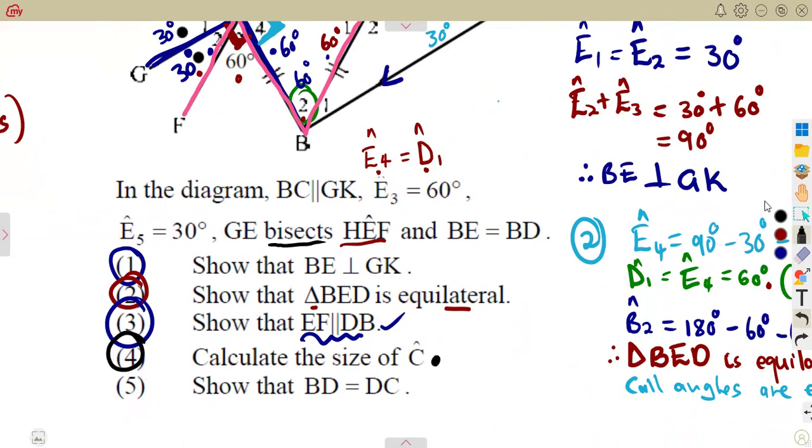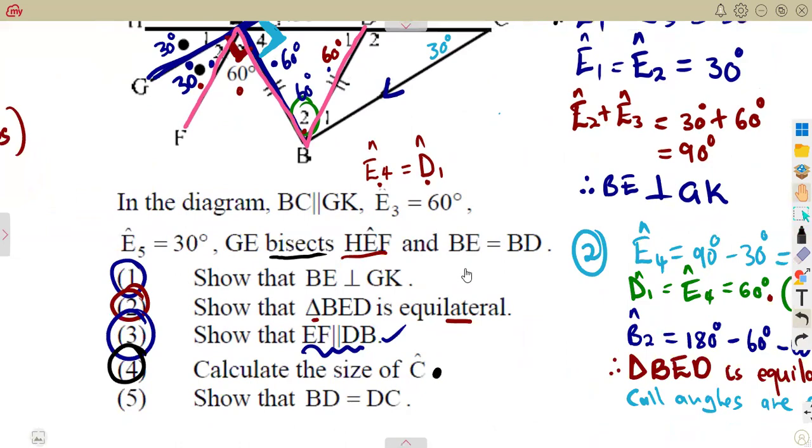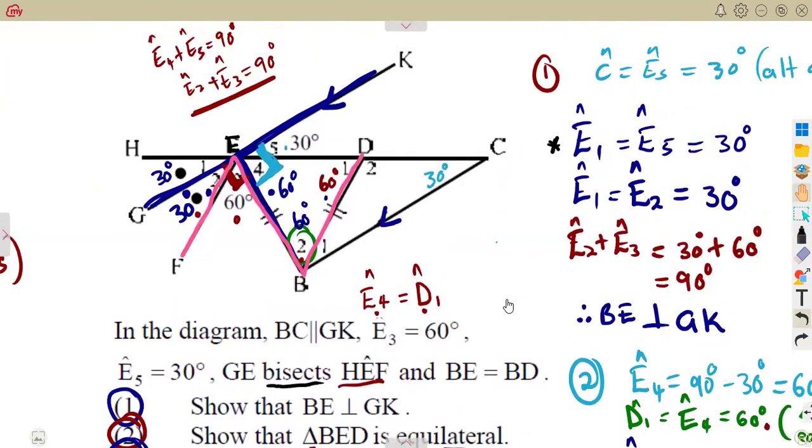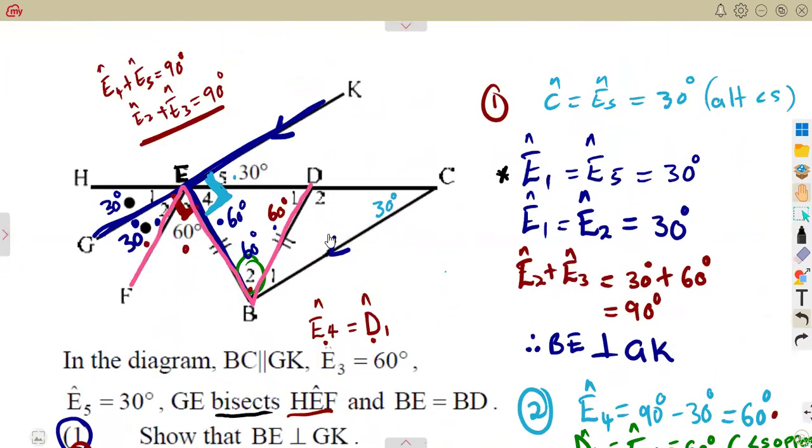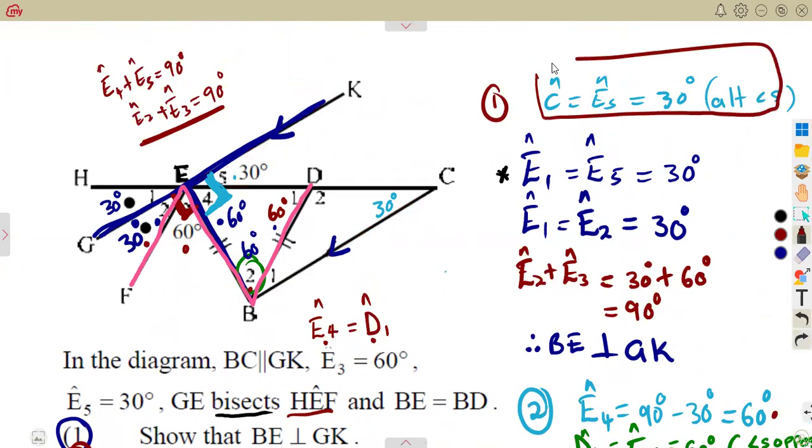Calculate the size of angle C. Angle C, we obtained this previously. Remember, we said that these two lines are parallel. So we just have to take this condition from our parallel lines. That was going to be 30 degrees. That's why in the first place I said do not consider this. So we already answered this one. Angle C is 30 degrees.